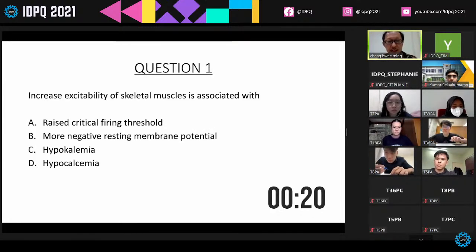Increased excitability of skeletal muscles is associated with raised critical firing threshold, more negative resting membrane potential, hypokalemia, or hypocalcemia. I repeat, increased excitability of skeletal muscles is associated with raised critical firing threshold, more negative resting membrane potential, hypokalemia, or hypocalcemia. Your time starts now.